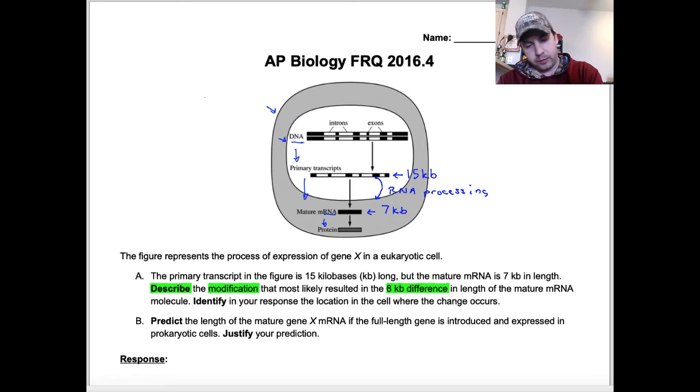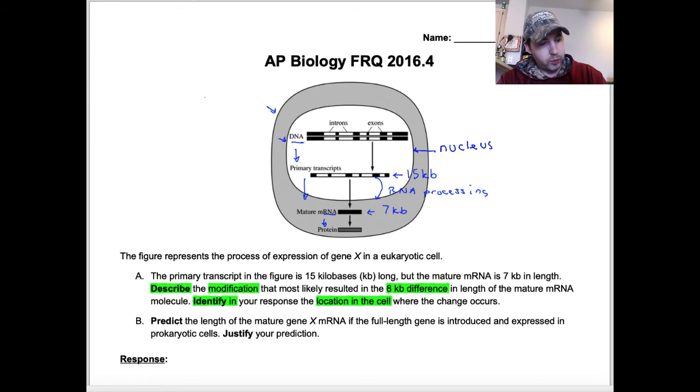Taking a look at the second part, we now have to identify the location in the cell where this is occurring. And this one's pretty straightforward as well. We know this is a eukaryotic cell, and this process of processing is all taking place in the nucleus. So now that we've got part A taken care of, let's take a look at part B. In part B, we're going to predict the length of the mature gene X mRNA if the full-length gene is introduced and expressed in a prokaryotic cell. We then have to justify our prediction.